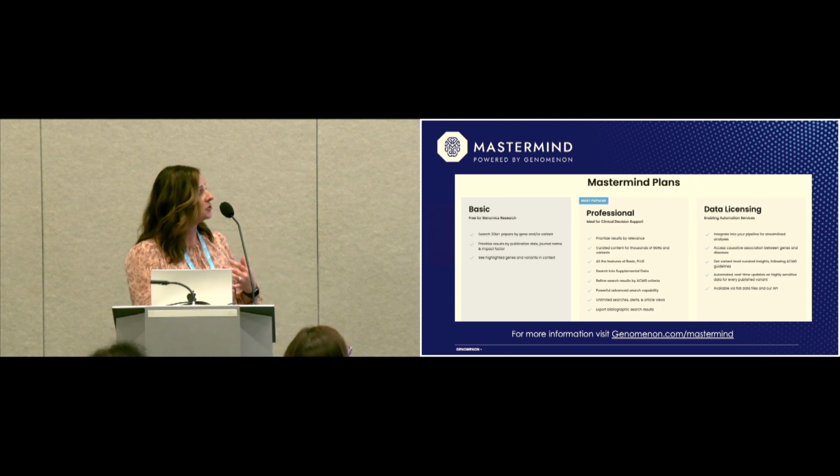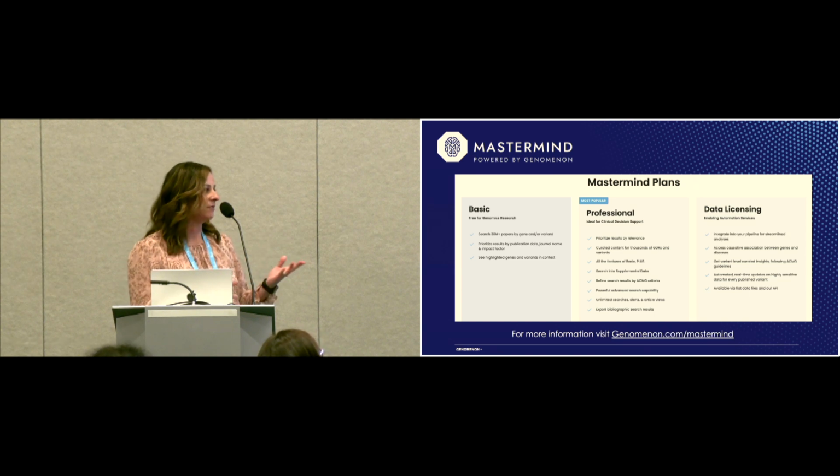The most popular version of Mastermind is the professional version, so this is ideal for clinical decision support. So you get to prioritize your results by relevance, all the features of basic, and then plus more. Search into the supplemental data. A lot of times you're going to find variants buried in the supplemental data. Or also use it for powerful advanced search capabilities. I showed you how you can filter down to just prognostic information that you want. And of course, unlimited searches, and article views, and then also you can export the bibliographic search results.